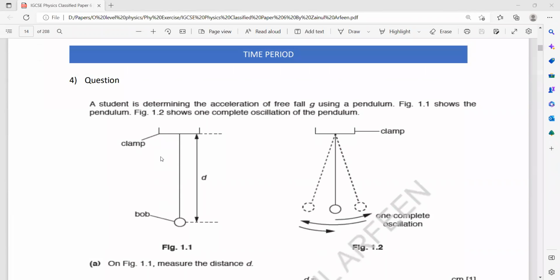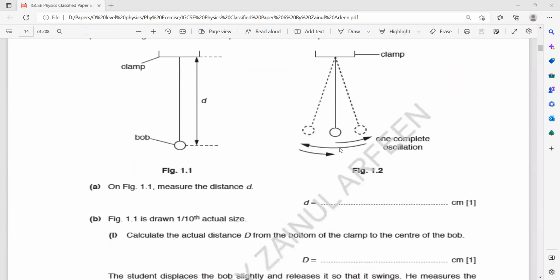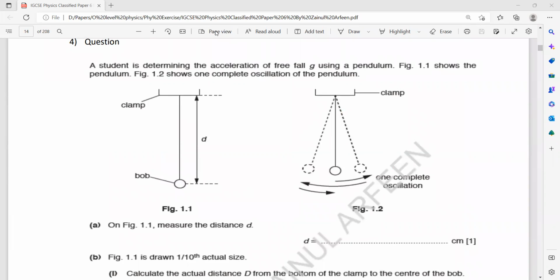So in this question, a student determined the acceleration of free fall, g, using a pendulum as shown. On the figure, measure a distance d. Use your scale or a ruler. What is the value of d? 3.6. So again, as I mentioned, the marking scheme answer will be different as your paper size is not the same as the exam sheet. So we write 3.6.